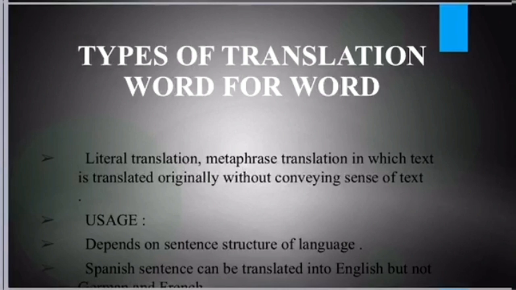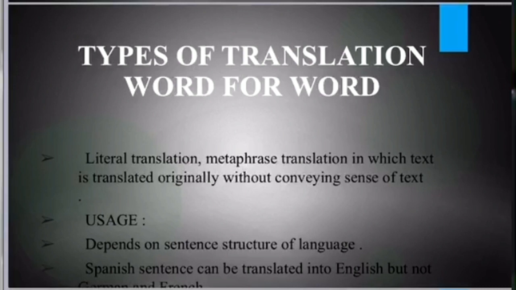Word for word translation is also called literal translation, direct translation, or metaphrasal translation, because it does not convey the meaning of the sentence, it does not convey the sense of the sentence, it just conveys the word to word translation. It just conveys what this word means and what that word means in that language. It is not conveying what the writer actually wants to say or what the writer actually wants to convey.